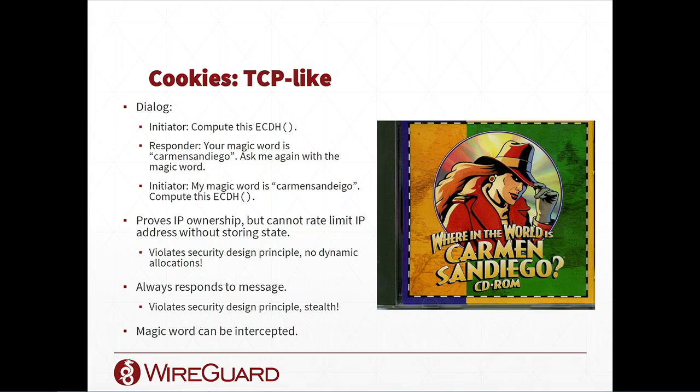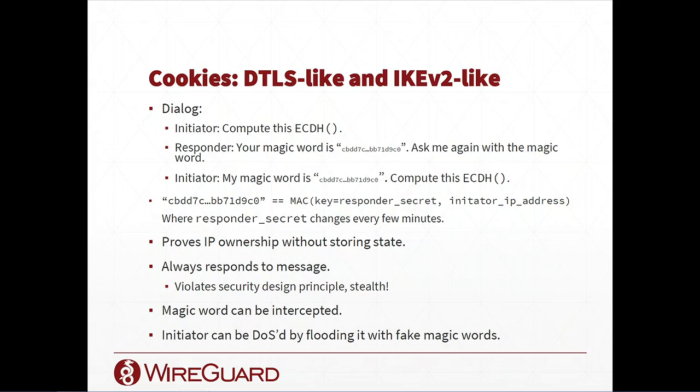there is IP address attribution. So this proves IP ownership, but the only way then you can rate limit on the IP is by storing the association between Carmen Sandiego and that IP. So now we need dynamic allocations, and this doesn't work for us. And this also always responds to messages, so we violate our stealth principle. And of course, the magic word itself can be intercepted. So this is not a robust solution.